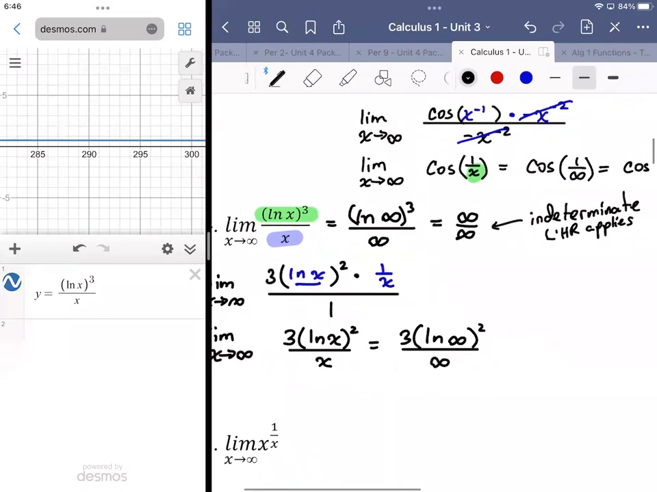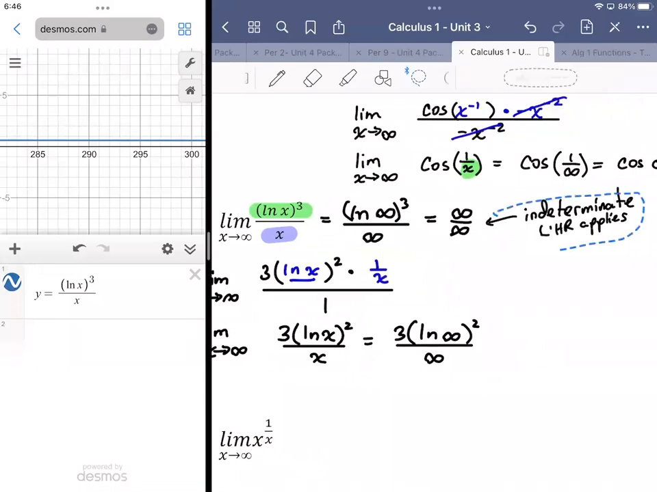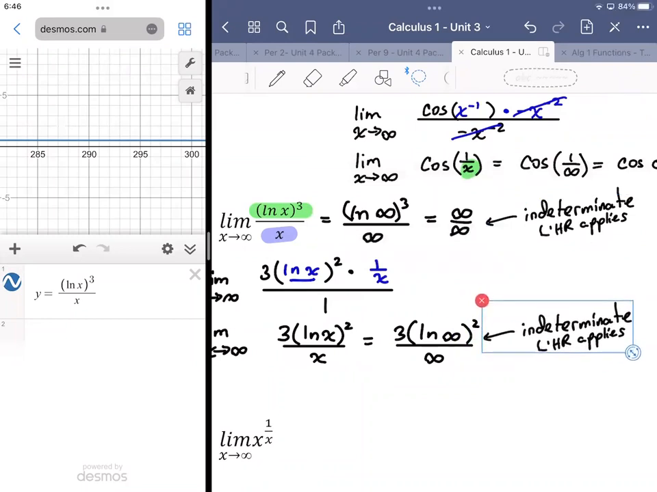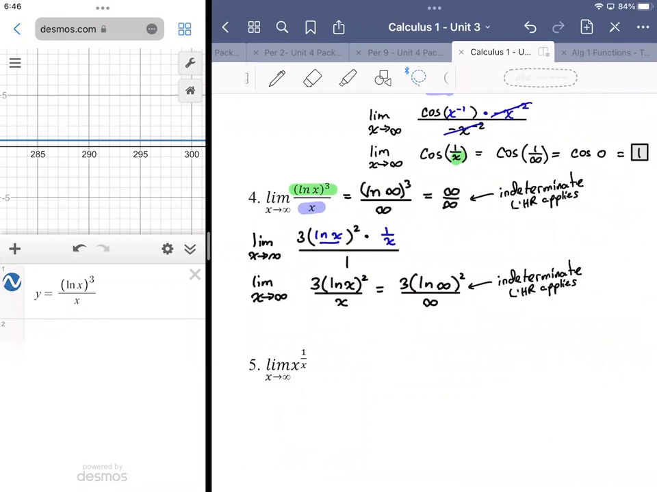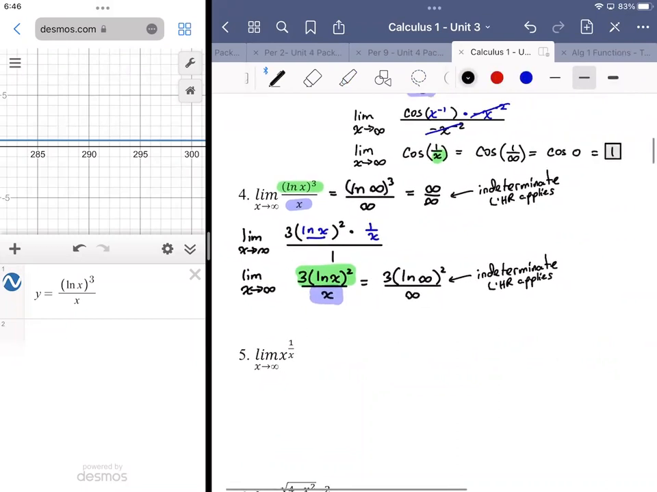It's like, okay, our situation is not improved. You know, it's like we're not quite there, but it actually has improved. It's not improving at a rate that we're thrilled with. But if we carry on, we'll see. The fact that we're looking at something that is still indeterminate means that we can go another level of L'Hopital's rule and see what happens. So the limit as x approaches infinity, the derivative of the top would be 6 natural log of x to the first times 1 over x, over 1.